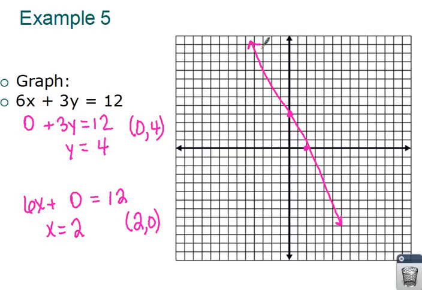Okay, if that's tougher for you to plug in zeros and figure out what the intercepts are, you could take this and get y by itself, do slope-intercept form. You'll come out with the same line. You'll come out with a y-intercept of 4, and you'll come out with a slope of negative 2.